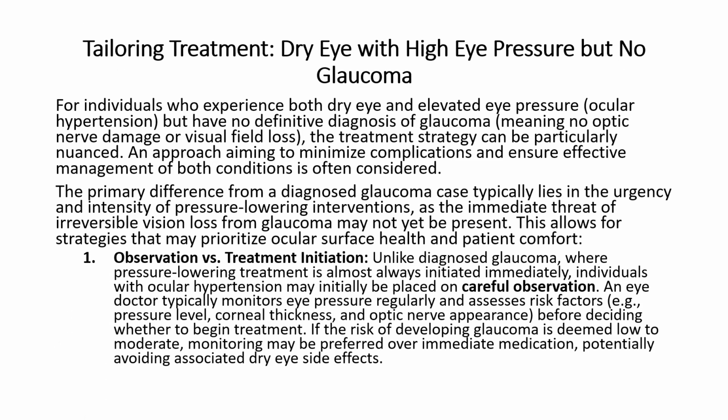Tailoring treatment: dry eye with high eye pressure but no glaucoma. For individuals who experience both dry eye and elevated eye pressure, ocular hypertension, but have no definitive diagnosis of glaucoma, meaning no optic nerve damage or visual field loss, the treatment strategy can be particularly nuanced. An approach aiming to minimize complications and ensure effective management of both conditions is often considered.